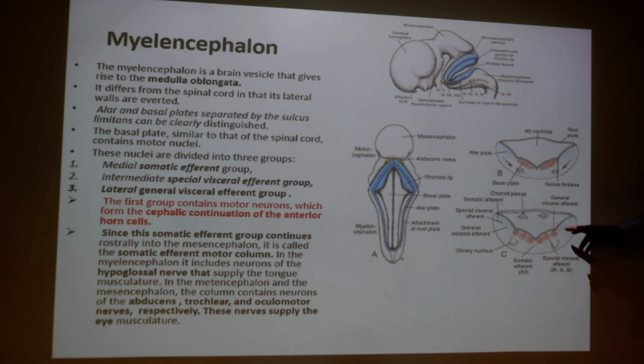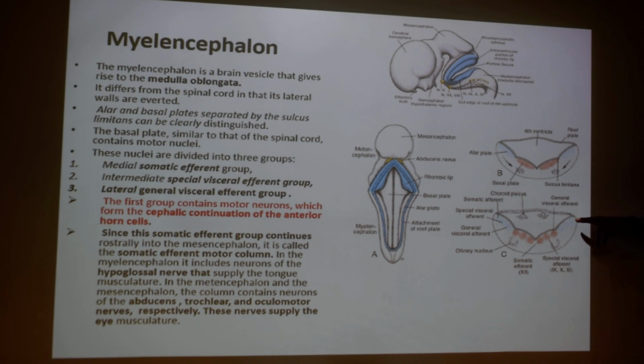The third one is the general visceral efferent, which is basically the parasympathetic nucleus, and this parasympathetic nucleus in the case of the medulla is the dorsal vagal nucleus, which supplies the heart, the respiratory muscles, and the intestine, up to the right third of the transverse colon.